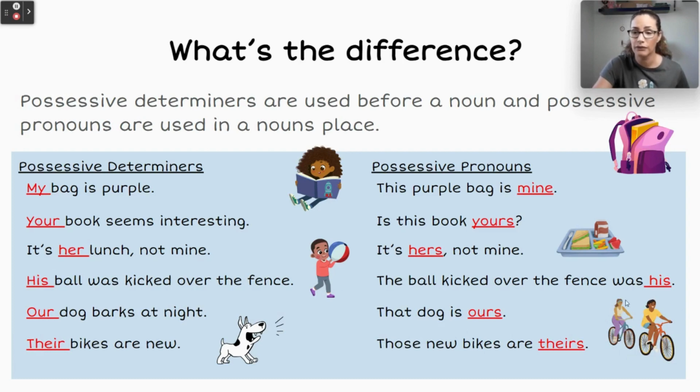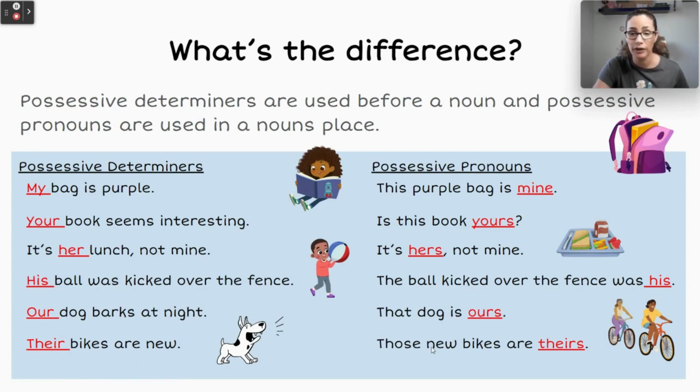And now we have the people on the bikes again. We saw this in our last slide. So you see these two people and they're on bikes. Now, a possessive determiner, how would I use this? Well, I could say their bikes are new. Their bikes are new.